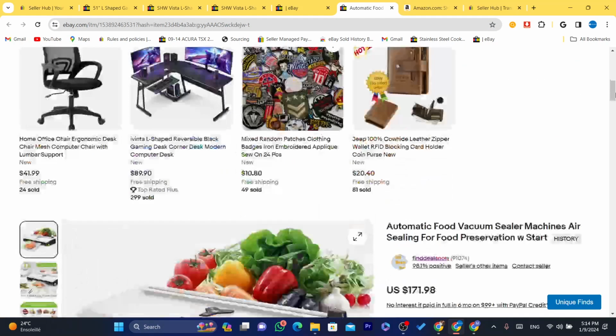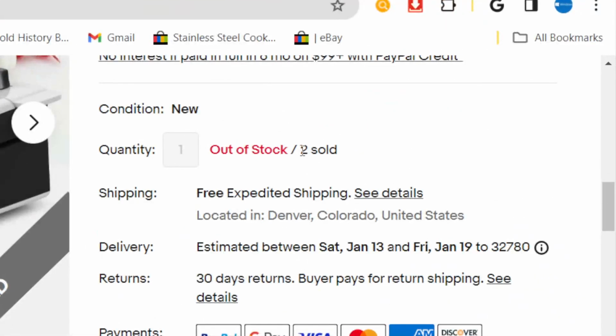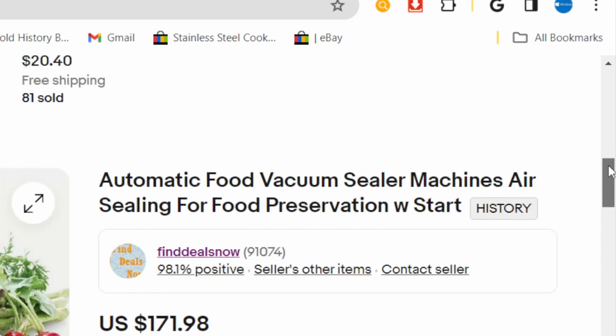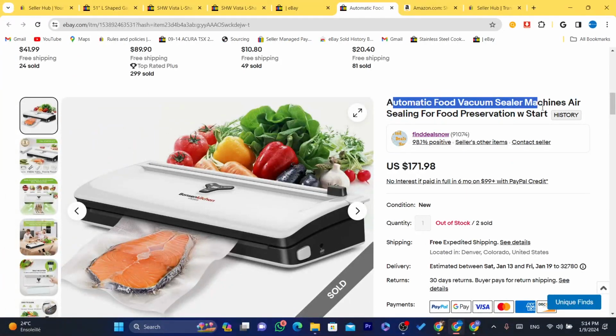So this one, as you can see, it has 2 sales. That's okay. At least 2 sales, you can list it. You can find this exact product on Amazon and you can list it on your eBay store. So that's exactly how the business works. It's simple. It's not a hard thing to do.